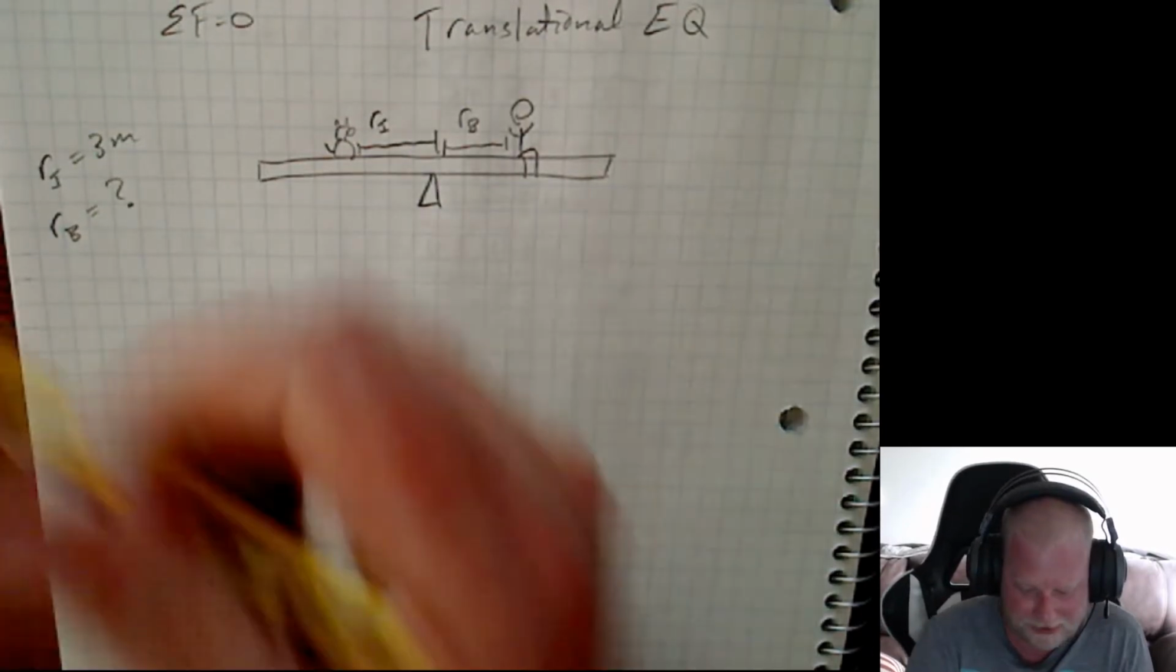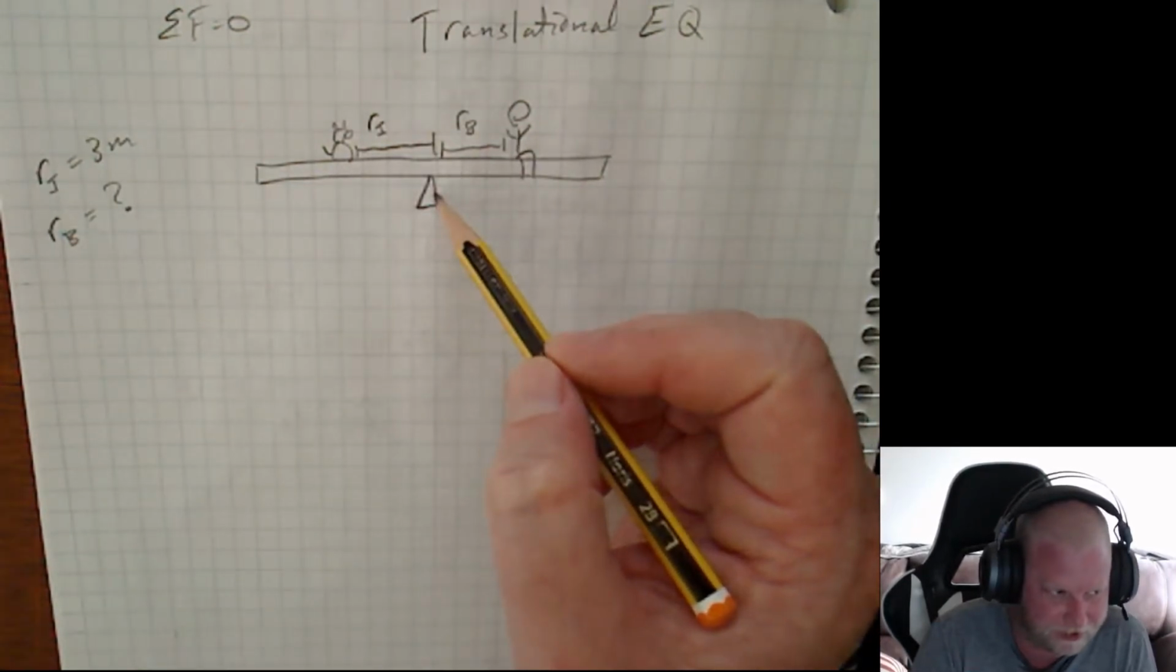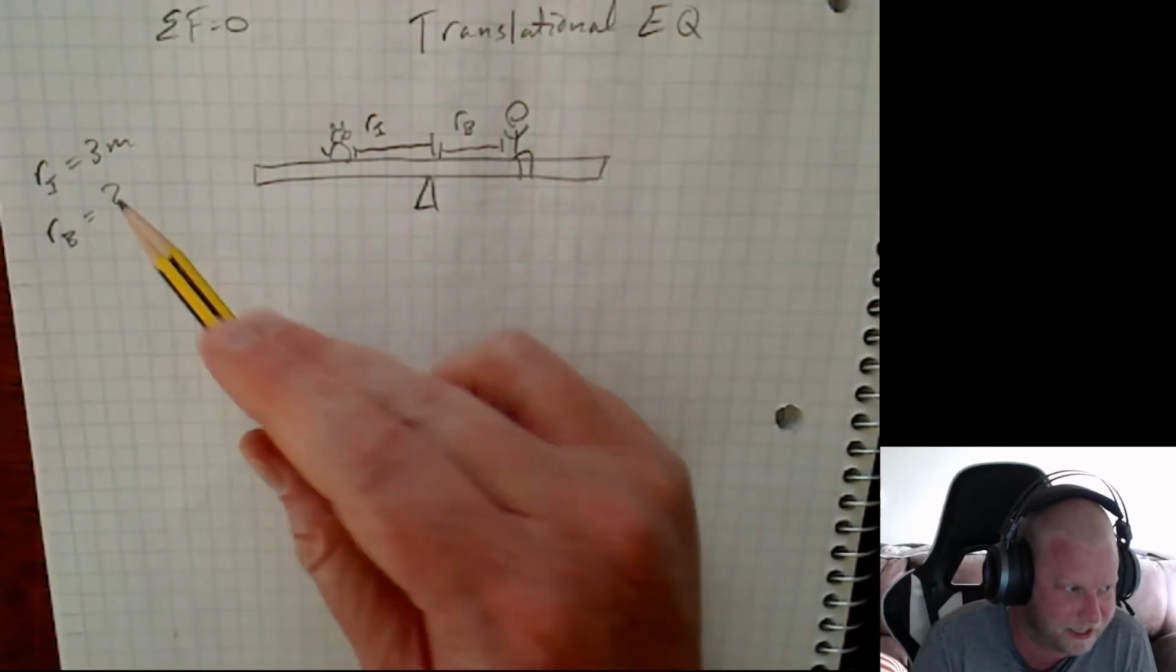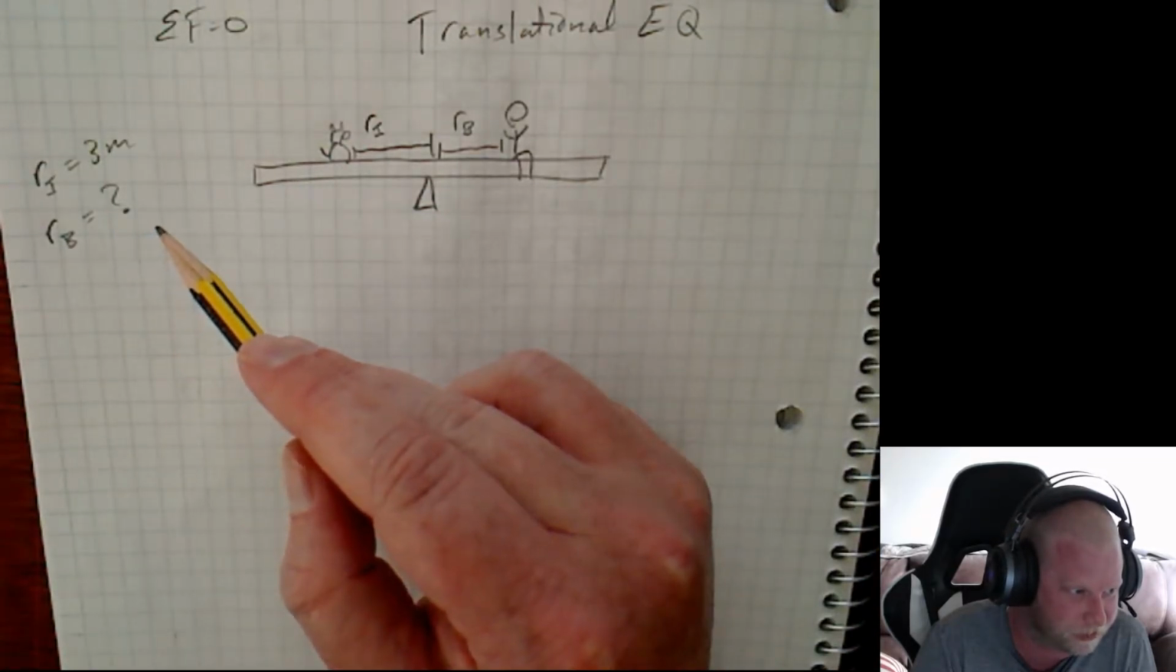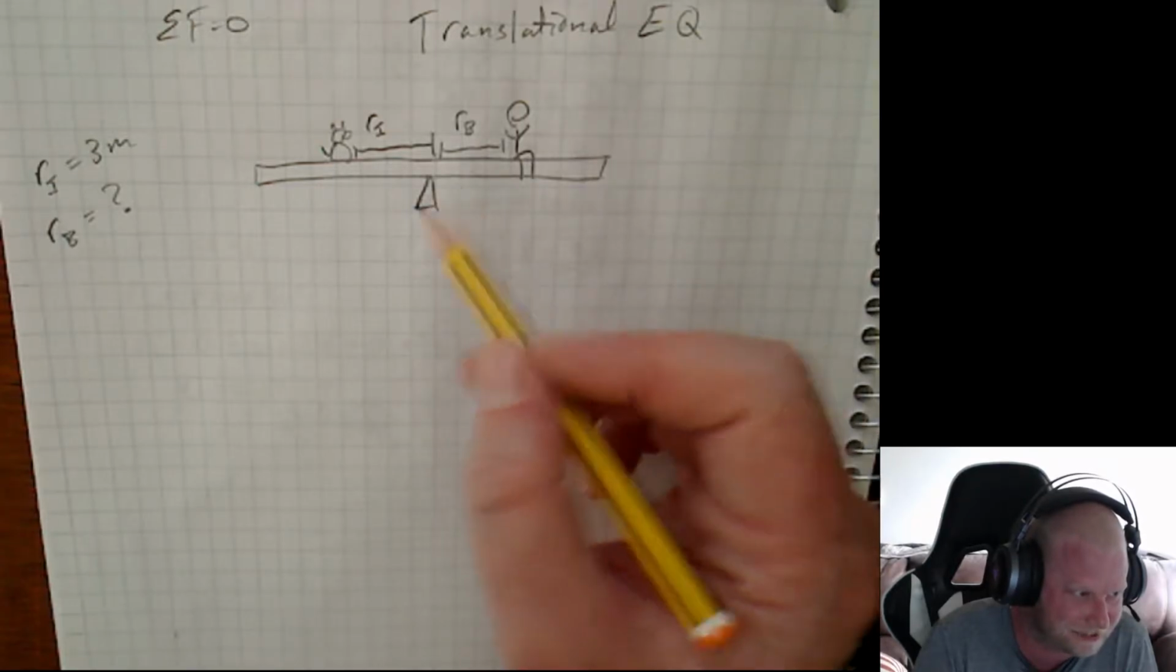Now keep in mind these distances, right? They're all measured from that pivot point. So anytime you are plugging in an R in your torque equation, keep in mind that one of the points that you're measuring from has to be the pivot point.